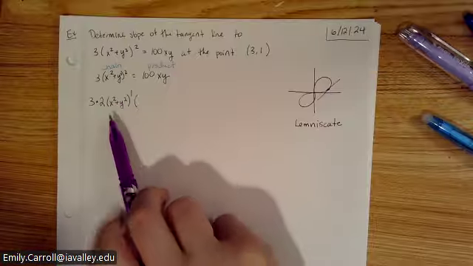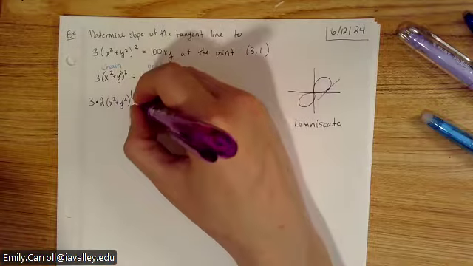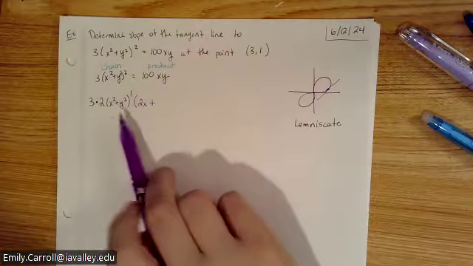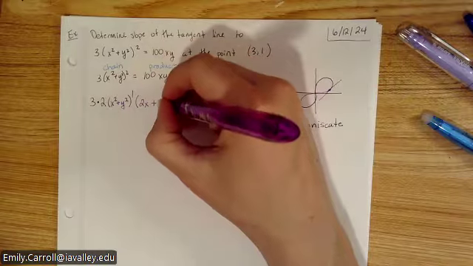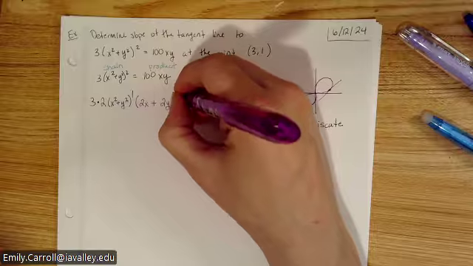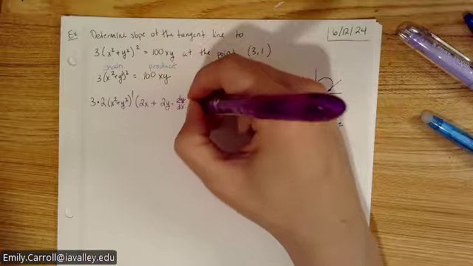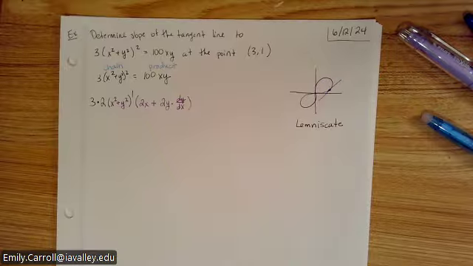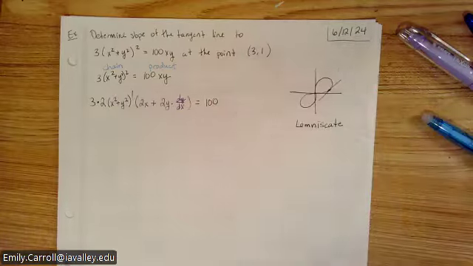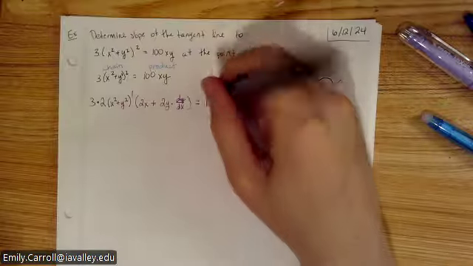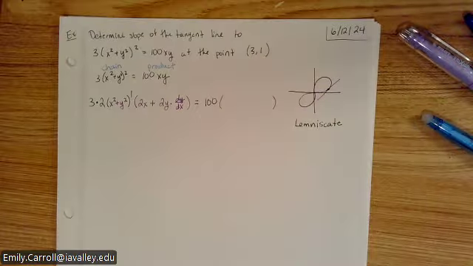Okay, derivative of x squared is 2x plus derivative of y squared. Treat the y like an x, and then multiply by dy dx. Okay, that's the derivative of my left side of the equation. For the right side, I'm going to copy down the 100, and then I'm going to go ahead and make a big set of parentheses so that I remember that the 100 has to be multiplied by everything on the right side.